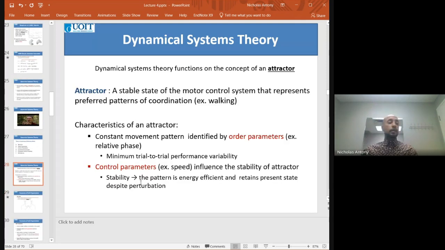So the idea of dynamical systems-based theory was that instead of a motor program, for every class of movements, we have an attractor state. Right? An attractor state is a stable patterning of motion.